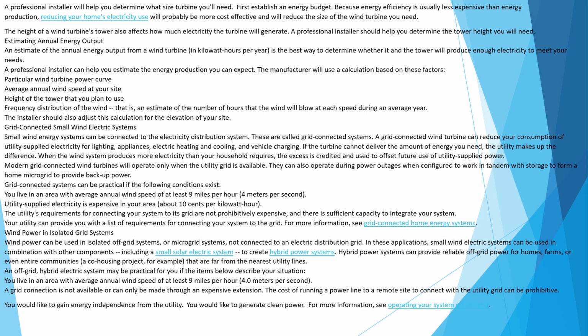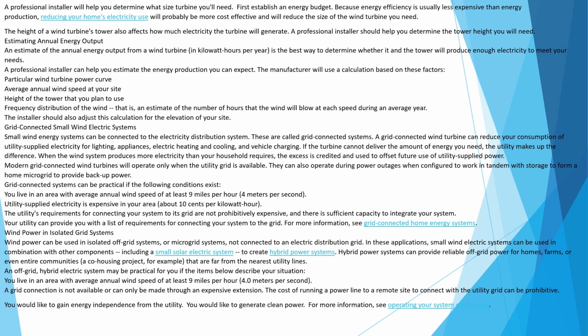Grid-connected small wind electric systems. Small wind energy systems can be connected to the electricity distribution system. These are called grid-connected systems. A grid-connected wind turbine can reduce your consumption of utility-supplied electricity for lighting, appliances, electric heating and cooling, and vehicle charging. If the turbine cannot deliver the amount of energy you need, the utility makes up the difference.